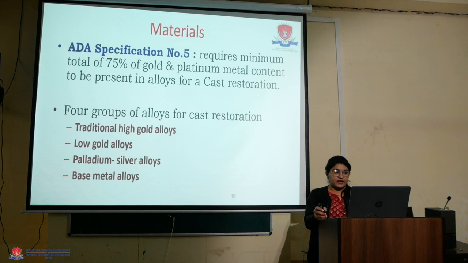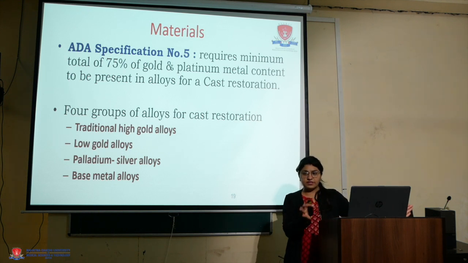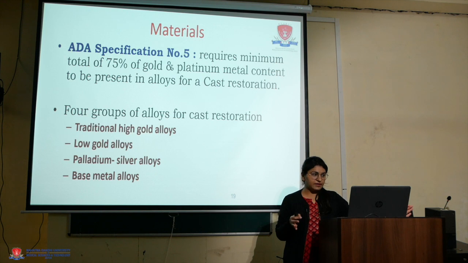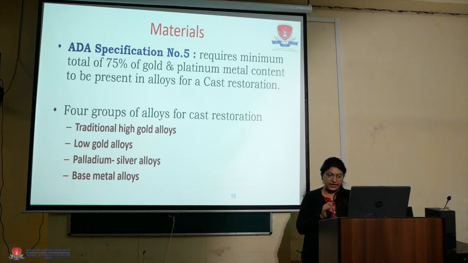The materials which are recommended are, according to ADA specification number 5, that the materials from which they are made must have a minimum of 75% gold and platinum metal content present in the alloys for a cast restoration. Mainly 4 groups are used: the traditional high golds, low gold, the palladium silver alloys, and the base metal alloy. These are used for cast metal restorations.